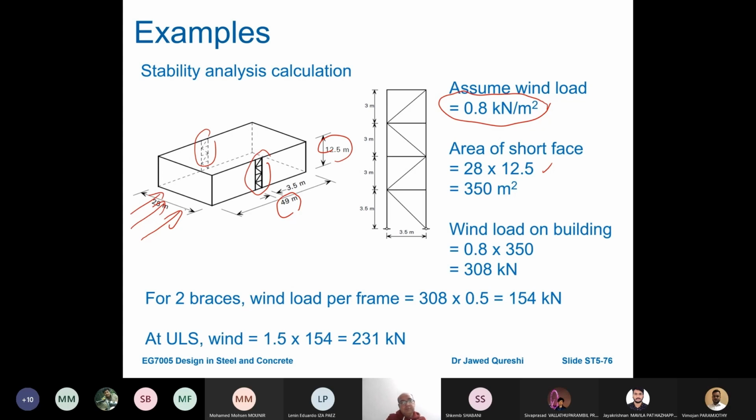So the area of the short face will be equal to 28 times the height of the building, which is 12.5. The wind load on the building will be equal to this area times the wind load, which is 0.8. Now this comes out to be 308 kilonewton. For two braces, the wind per frame will be equal to half of this, so 154. And at ultimate limit state, you will multiply it by 1.5. So this will give you 231 per brace.